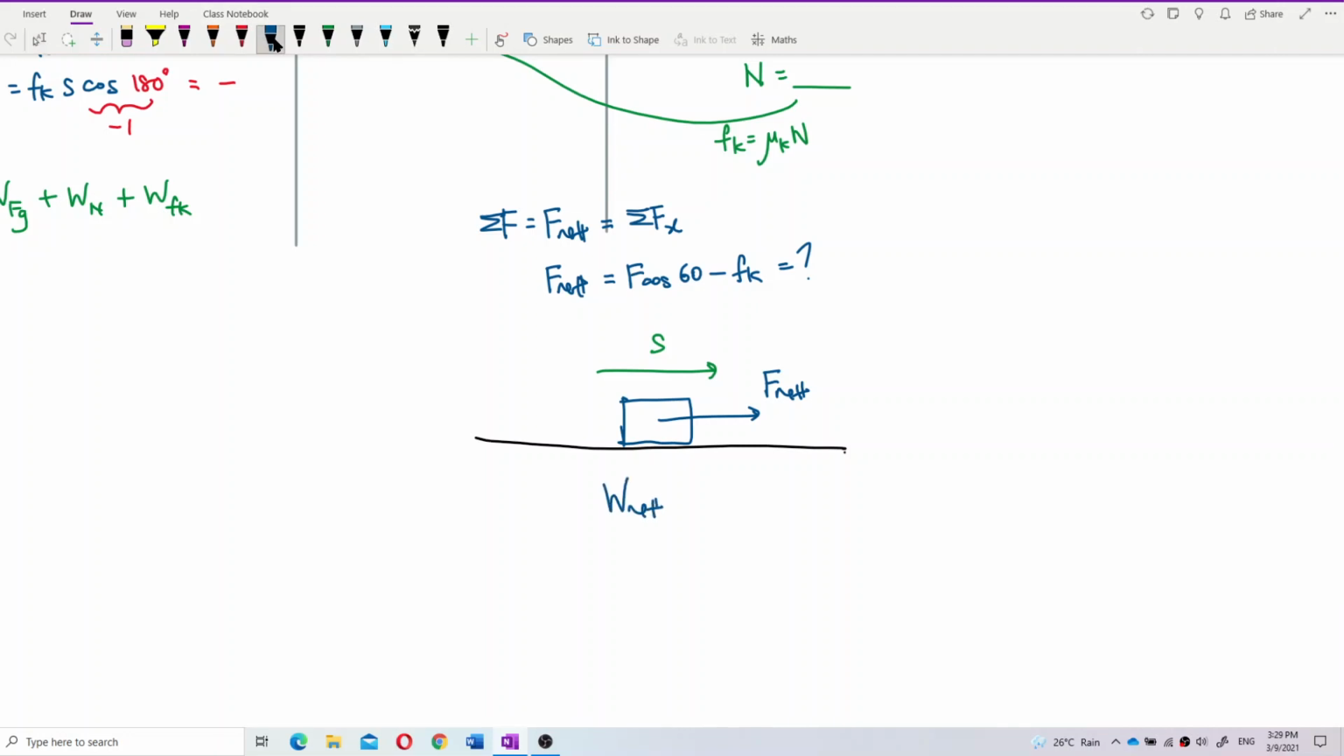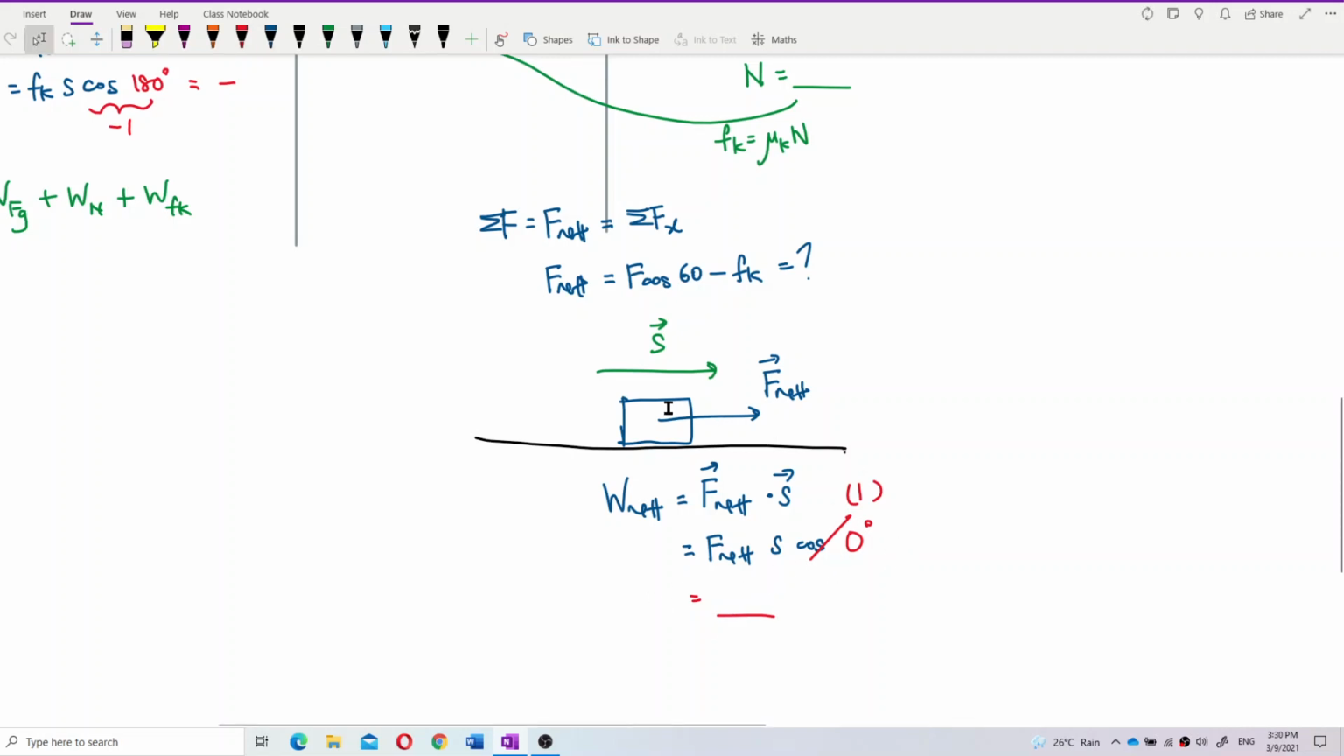Let's say our net work done will be equal to the net force dot the displacement. So in this case, net force and displacement, what's the angle between them? Cos theta, where theta is the angle between the net force and the displacement, so it should be 0. Cos 0 is equal to 1. So we get the answer: net force times displacement times cos 0.